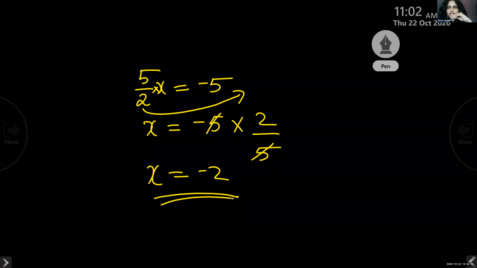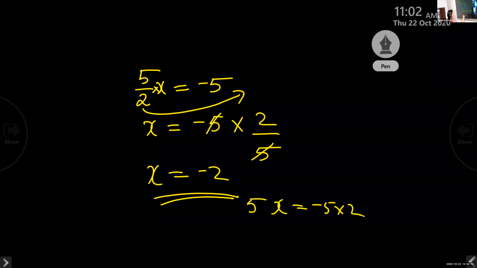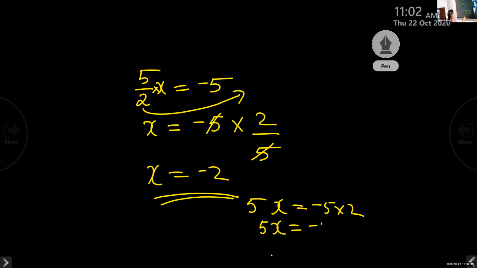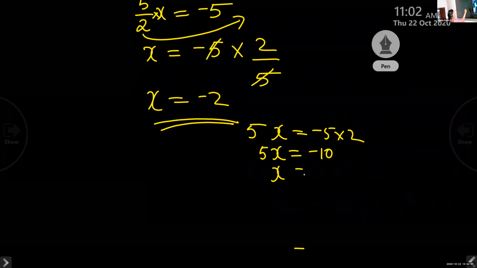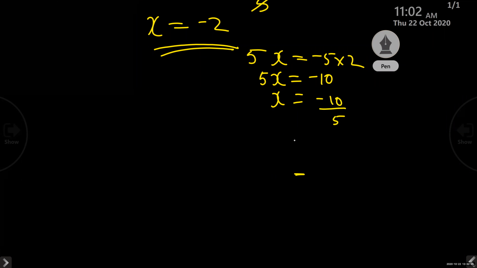Ma'am, I took 5x first, divided by 2. Okay, no problem. Ma'am, I also did like this. x is equal to negative 5 into 2, isn't it? Yes, that is also correct. So I did 5x equal to minus 10. x is equal to negative 10 divided by 5. Right? Ma'am, that is the answer, negative 2. It's okay, correct.